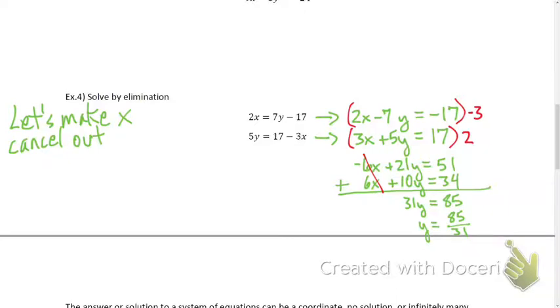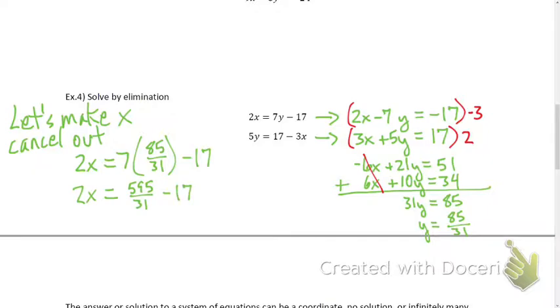I need to plug that into one of the originals and get x, and this is where it really gets ugly. So let's plug into the first one, doesn't matter which, the original equation. I'm going to put 85 over 31 in place of the y and see what we can do here. When we multiply 7 times 85, we get a horrible number. On the Inspire, it'll take care of this.